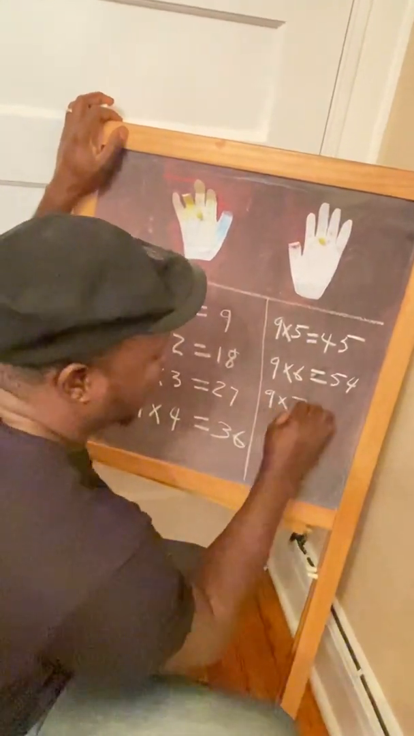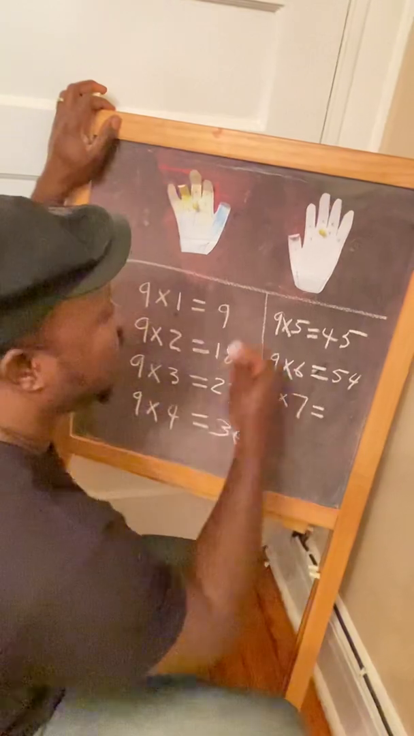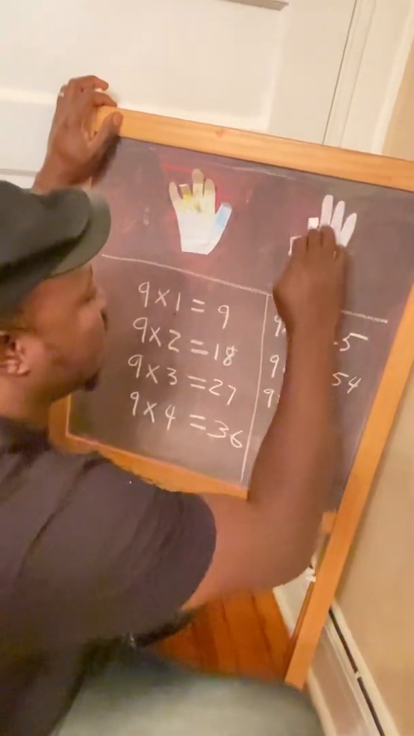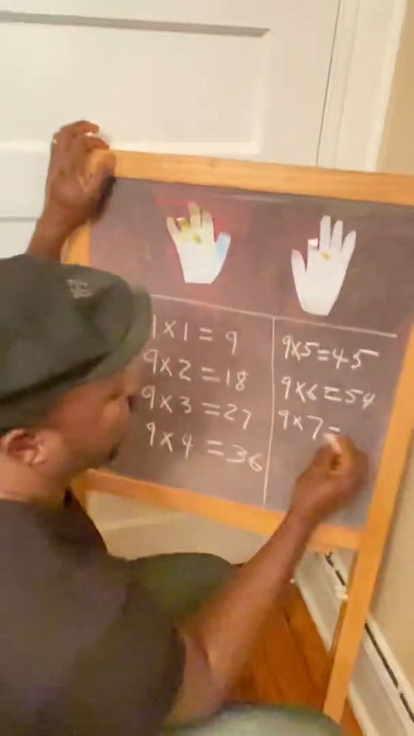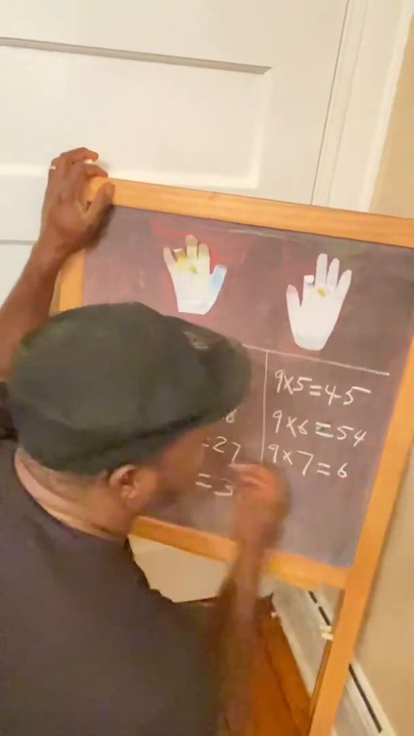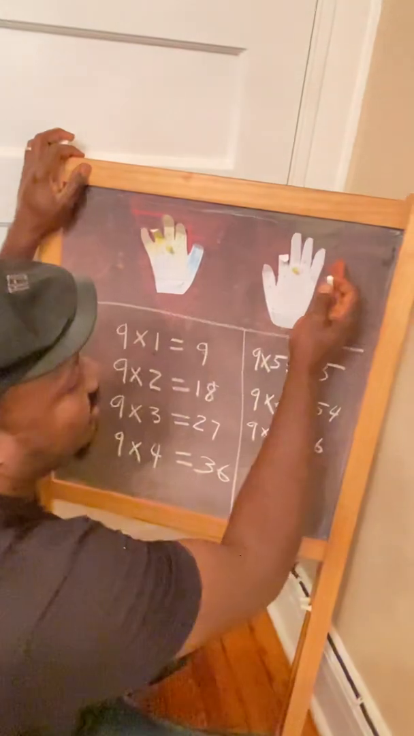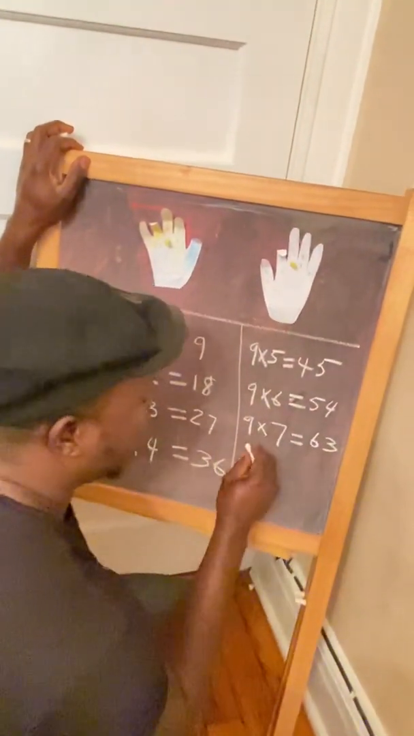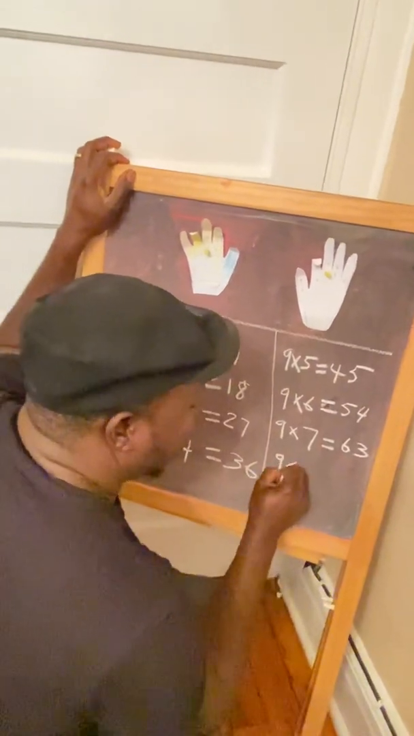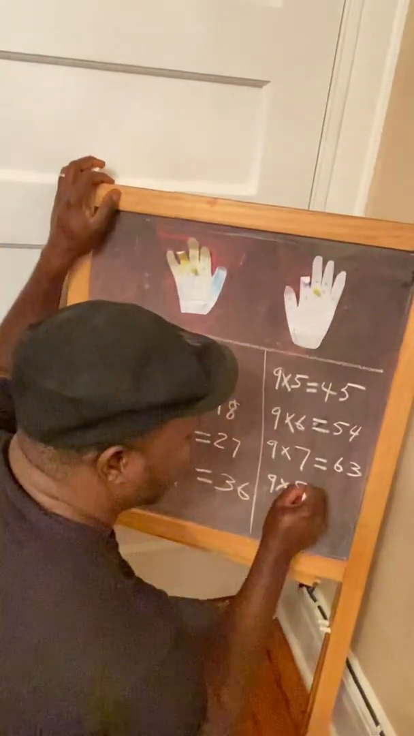9 by 7. We're on 7 now. We put 7 down. How many on that side? 6. Okay. How many after 7? 1, 2, 3. 6, 3. 9 by 8.